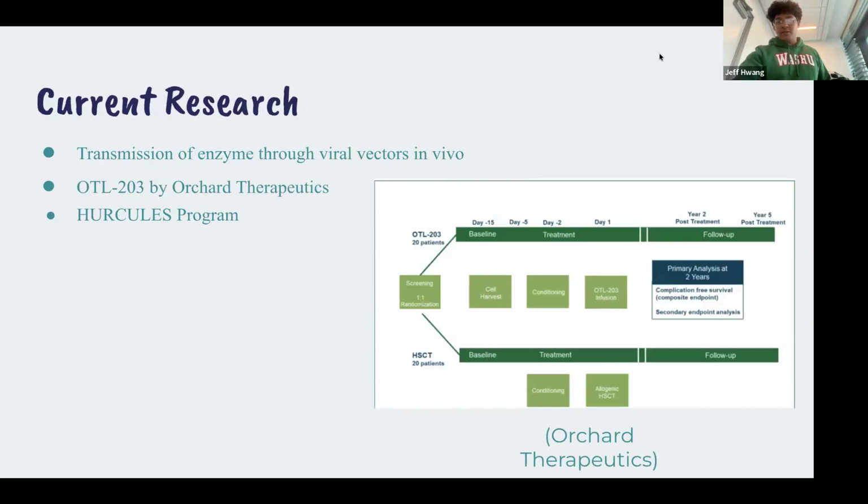And finally, there have been animal models that have been used to show the viral vectors, which have been used in transmitting the enzyme into animal models. These are all in vitro experiments as well. They've been shown improvements in liver, spleen, and brain function. Overall, current research is focused on gene therapy, such as Orchard Therapeutics and their Hercules program.